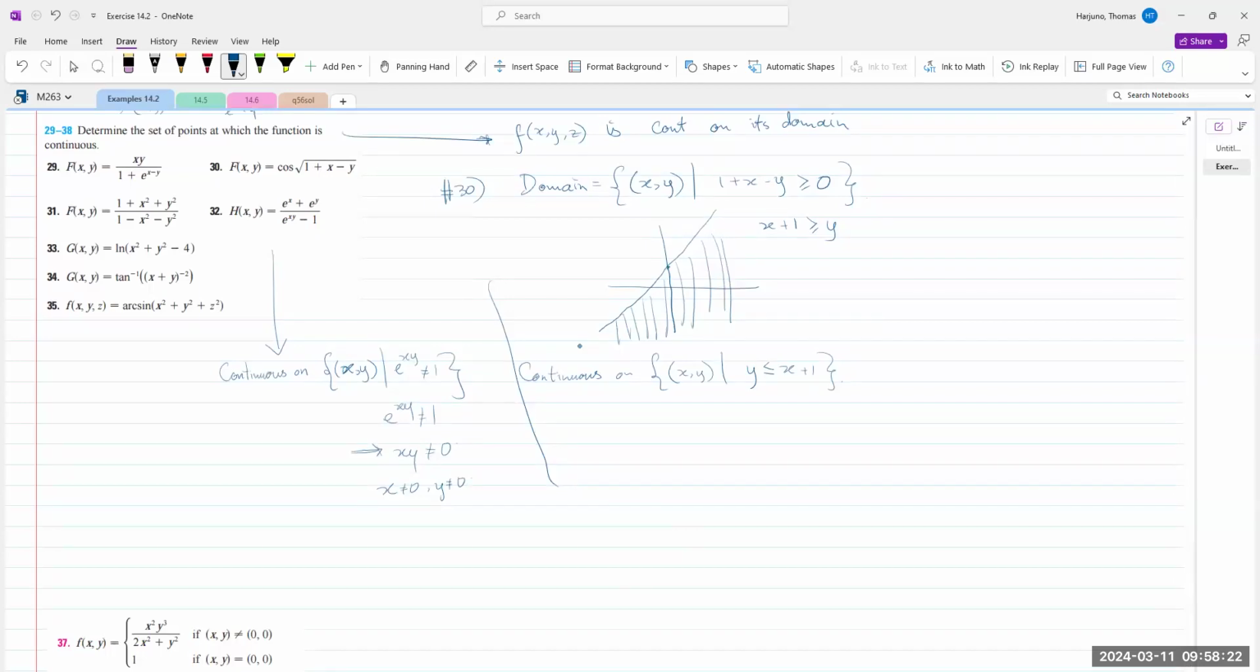Okay, so it is continuous on xy besides the x-axis and y-axis. Beside, not including. If you try to sketch that, it's everything except this. So the red one is the one I exclude. Everything else is okay, except the x-axis and the y-axis.